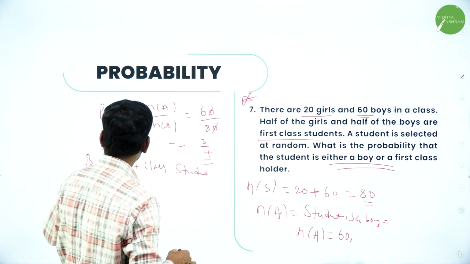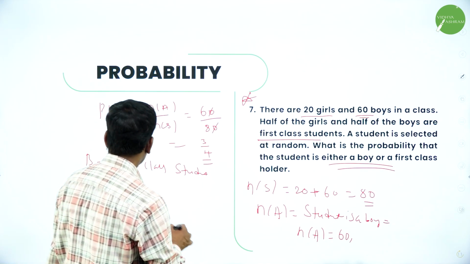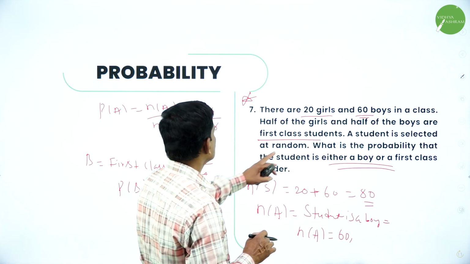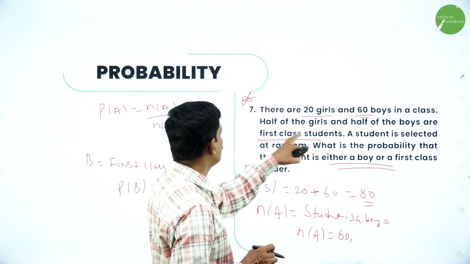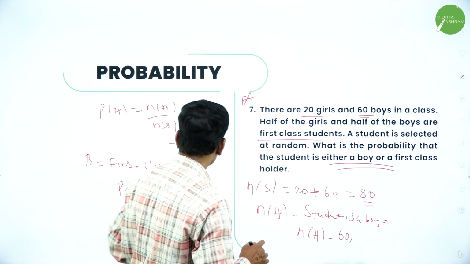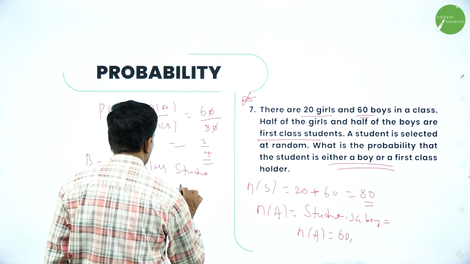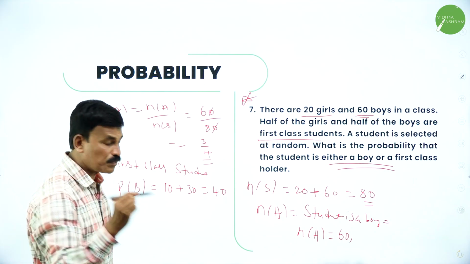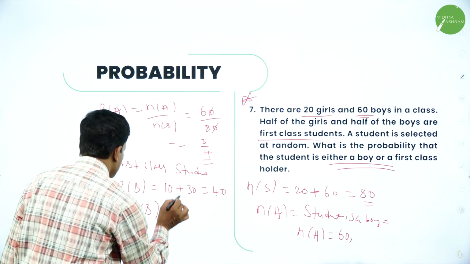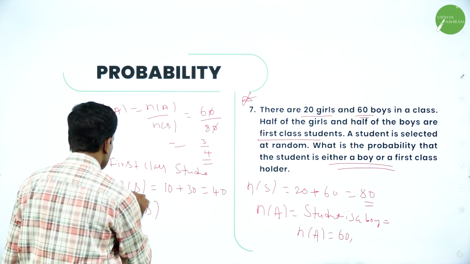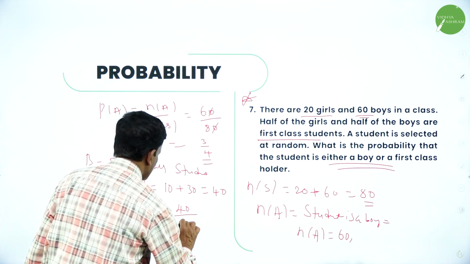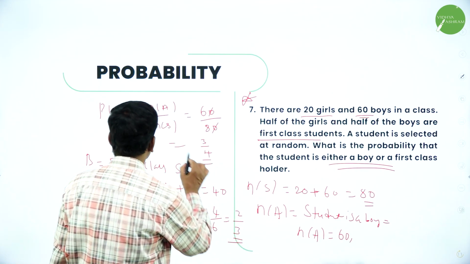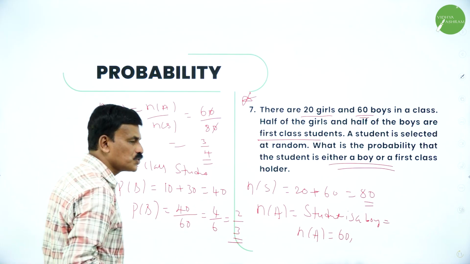Here, let us consider B as the first class student. Then what is the probability of B? What is the condition given? Half of the girls and half of the boys are first class students. So the first class students are half of the boys and half of the girls, that is 10 plus 30, which is equal to 40. Therefore N of B is 40, and the number of boys is 60.